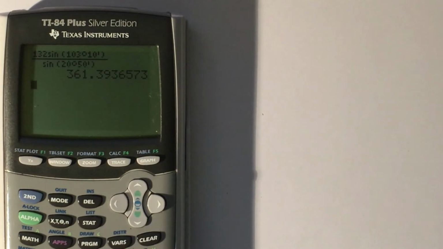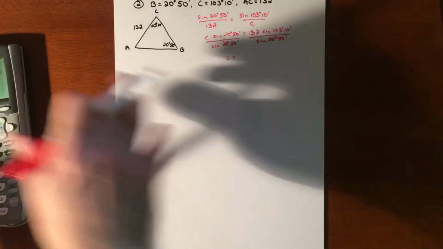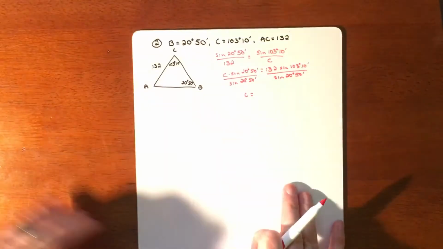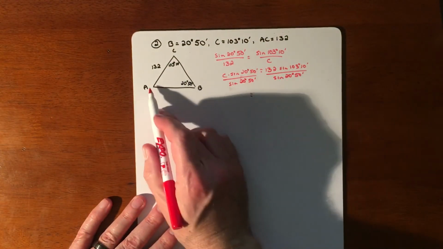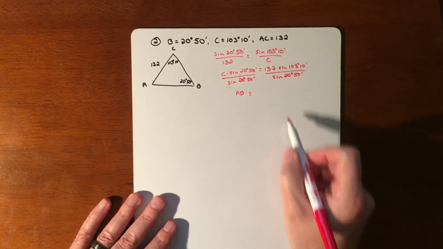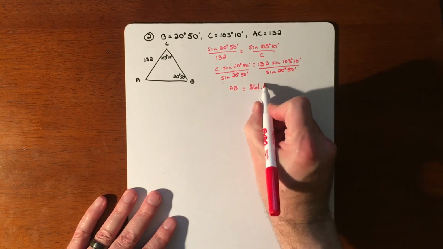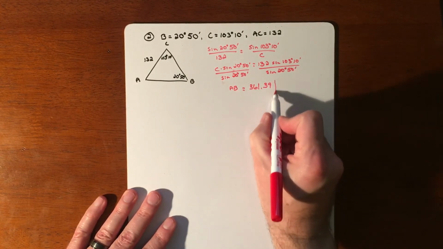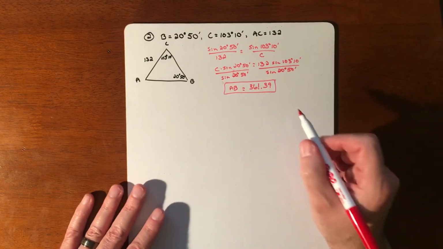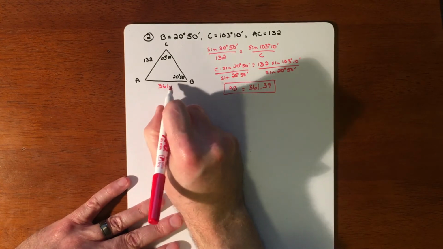So side C, which I guess based on the fact that they gave us AC, probably shouldn't call it side C, just call it side AB, just based on the way that the original was given as a side AC. So that is 361.39.